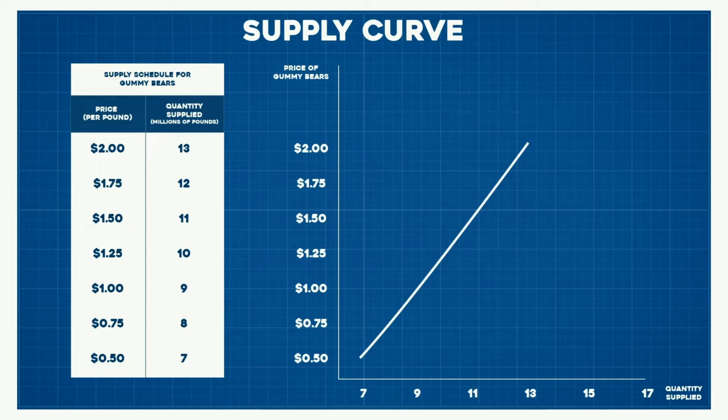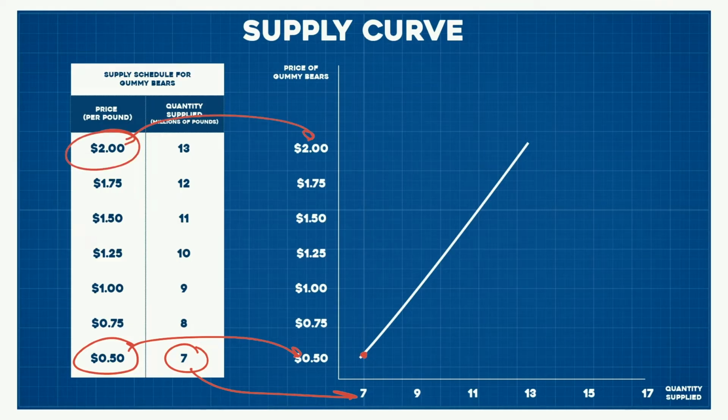Okay, so a change in quantity supplied is only affected by price. If the price increases or decreases, that changes the quantity supplied. So for example, at 50 cents per pound, suppliers are going to want to supply 7 million pounds of gummy bears, represented by this point right here. And all the way up here at $2 per pound, they're going to want to supply 13 million pounds, represented by this point right here. So it's a change in price that moves us along this supply curve.